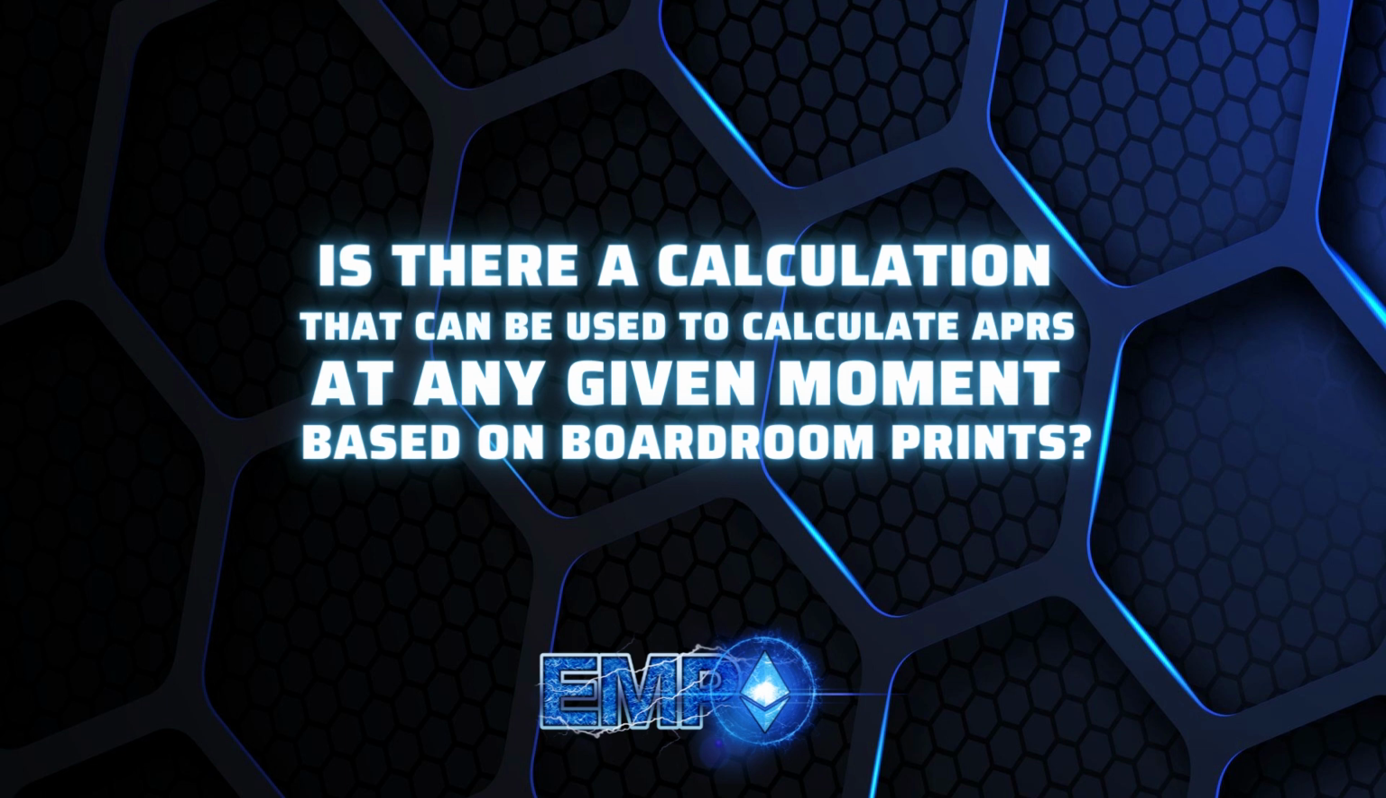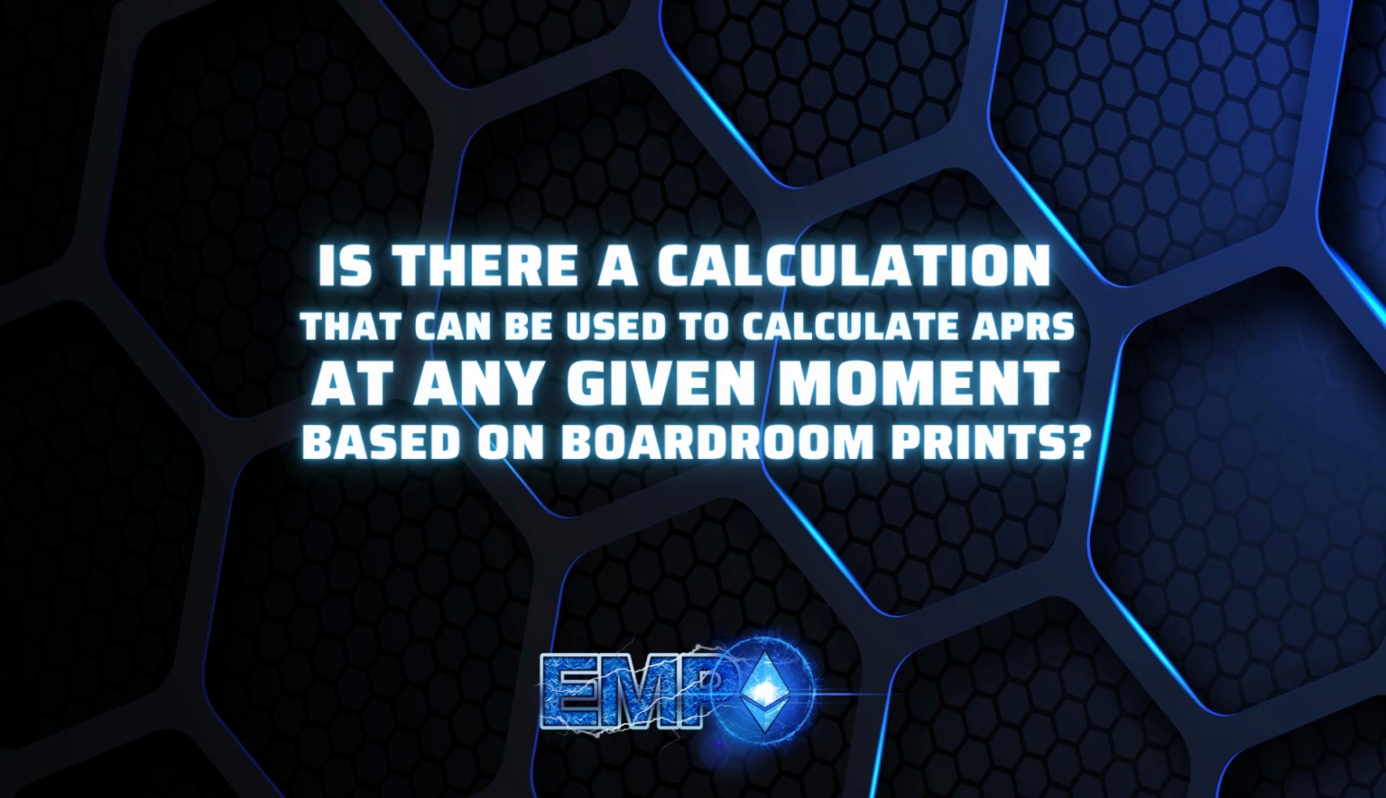So the calculation is really a snapshot in time, rather than predicting, say, half an hour out from the print what the APR will be. In terms of the percentage or the amount of EMP emitted per print, there's a few different factors. The first is that the maximum amount of EMP emitted per print is based on the expansion rate percentage. Every time we reach a certain milestone in circulating supply, there is a new expansion rate applied.